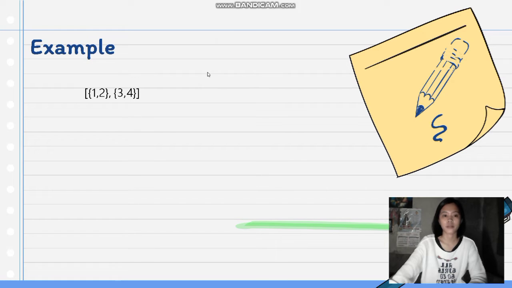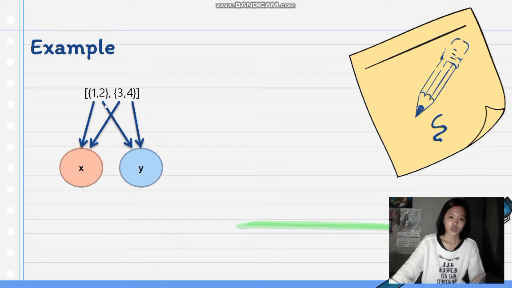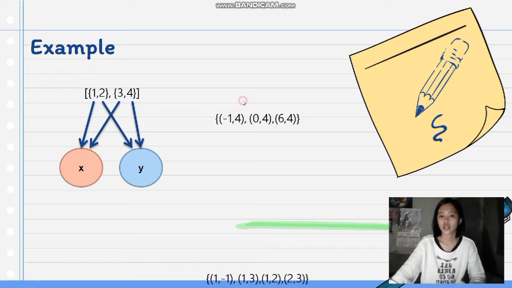Example, grab your example. 1, 2, and 3, and 3 and 4, which is ang 1 and 3 ay nasa under siya ng x coordinates. And then, the 1 and 2 and 4 is under siya ng y coordinates. This is an example of relation, kasi set siya ng ordered pairs. Yun yung ordered pairs, which is yung 1 and 2 and 3 and 4. Bale, next is, this one is another example of relation.